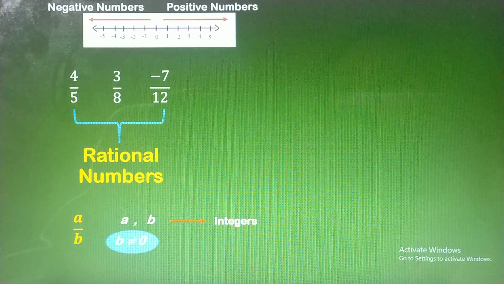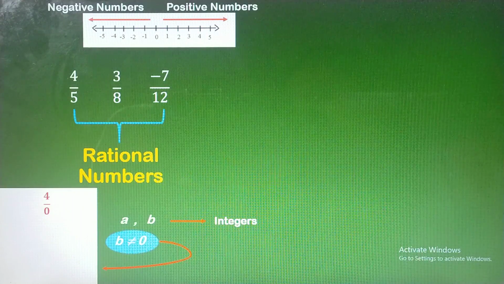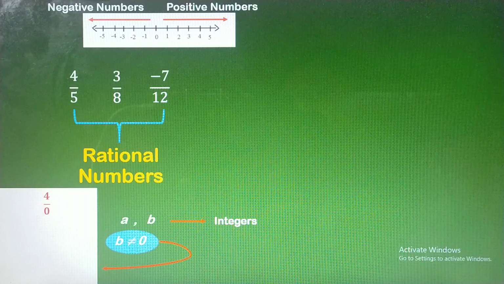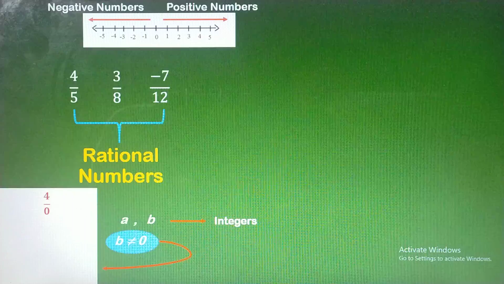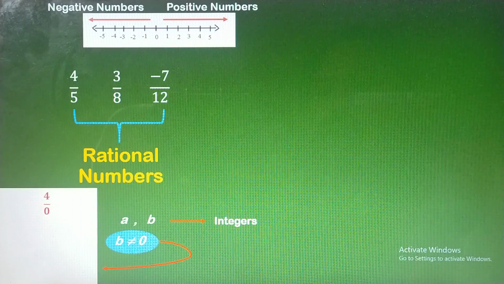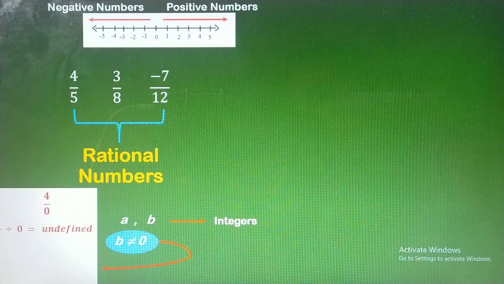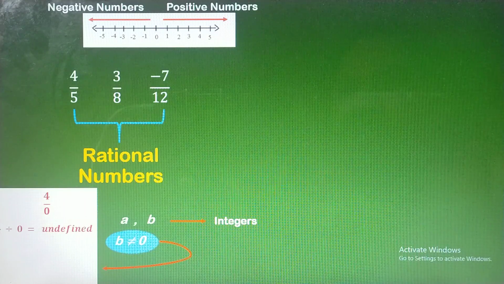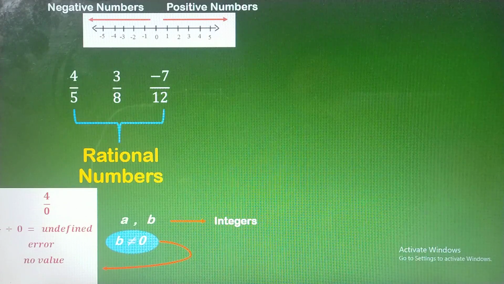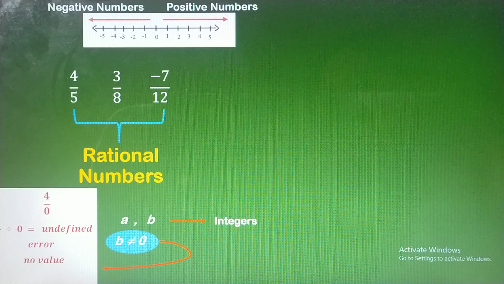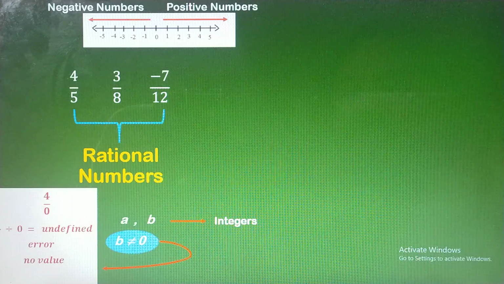Bakit kaya hindi pwede? So, for example, we have 4 over 0. In that example, 4 is our numerator and 0 is our denominator. If we're going to find the quotient of 4 over 0, it will become 4 divided by 0 is equal to undefined. Or if we're going to use calculators, the result will become error or no value. So, mawawalan siya ng value. Yun yung reason kung bakit hindi pwedeng maging 0 ang ating denominator.